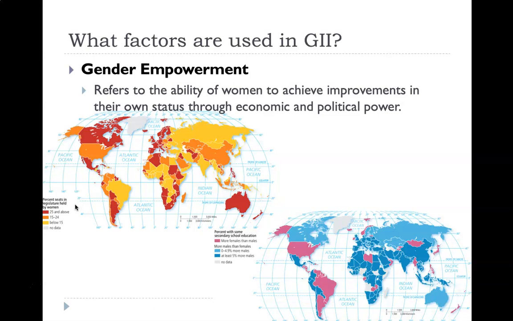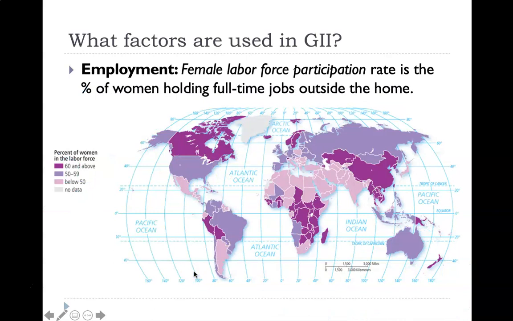That includes a high school education as well, and we see females and males, and we're starting to see a shift. So we see the pink countries here where there are more females than males with some secondary school education. Employment is female labor force participation, the percentage of women holding full-time jobs outside the home. Again, you see a clear correlation to development here. But then we see an interesting trend in Southeast Africa, and we see that when we look at women in agriculture as well. We see a high number of women in agriculture here.